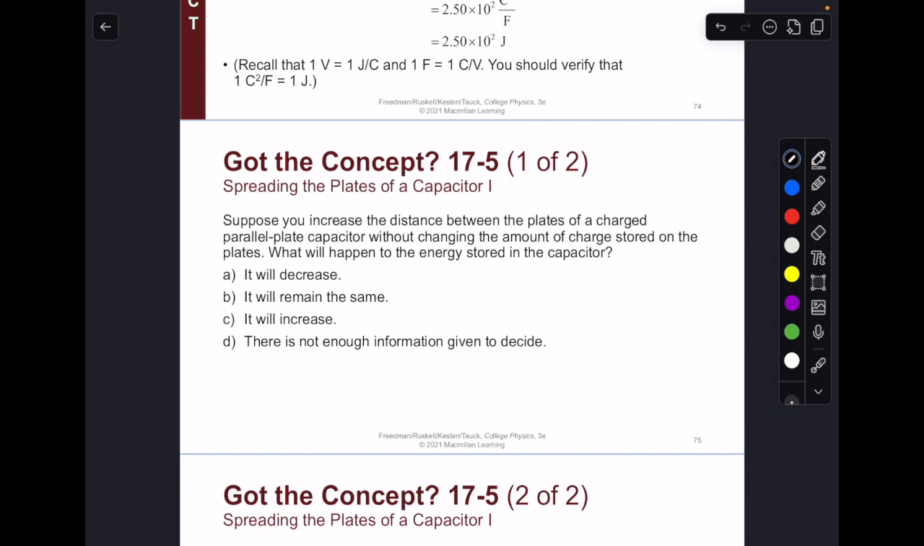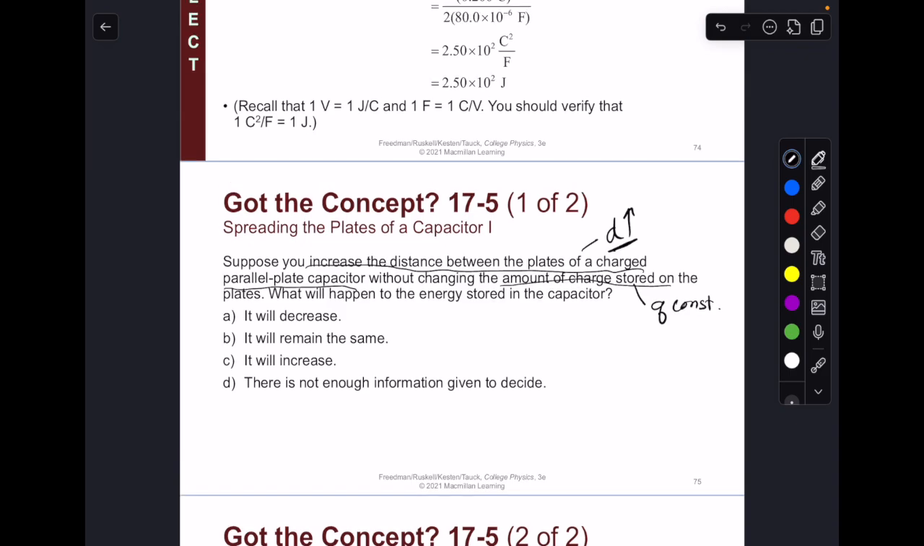So let's say that you increase the distance between the plates of a charged capacitor, but you do not change the amount of charge, okay? So we're increasing D, and we are keeping Q constant, okay? What will happen to the energy stored in the capacitor? So we have U equals 1/2 QV as our fundamental equation for the energy. But we need to involve D somehow. But we also need to keep Q in there because we need to see it remain constant.